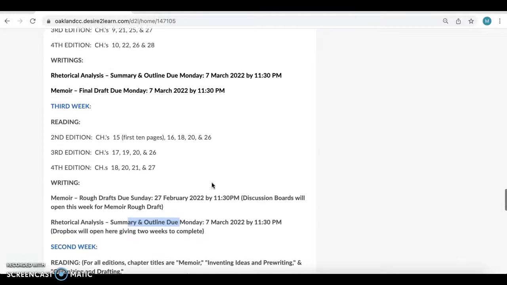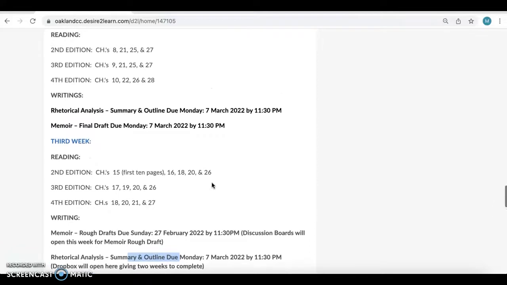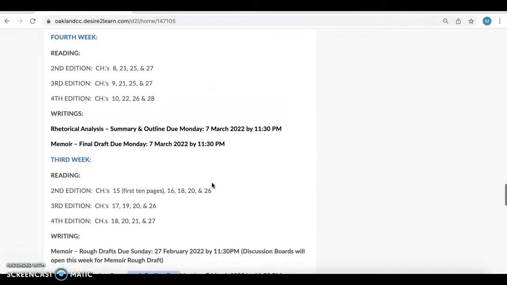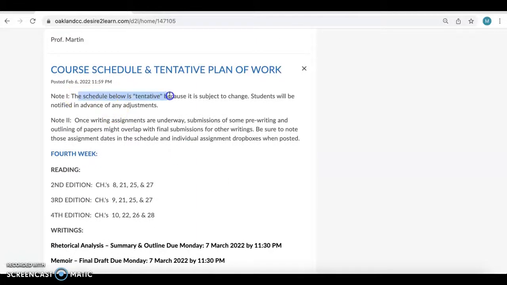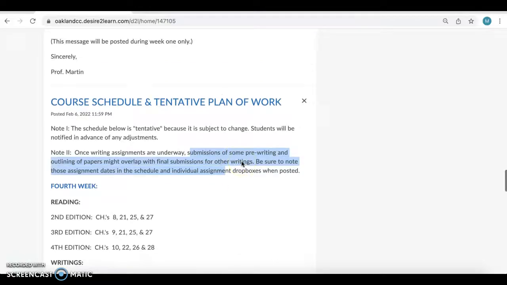So anything that changes on this, you guys will get notified beforehand. Typically, there are not many changes in an async course like this, but just note that they can. The schedule's tentative because it is subject to change. I would notify you guys right away if it did. And once the writing assignments or submissions are underway, some of them might overlap with pre-writings and drafts, as I said.